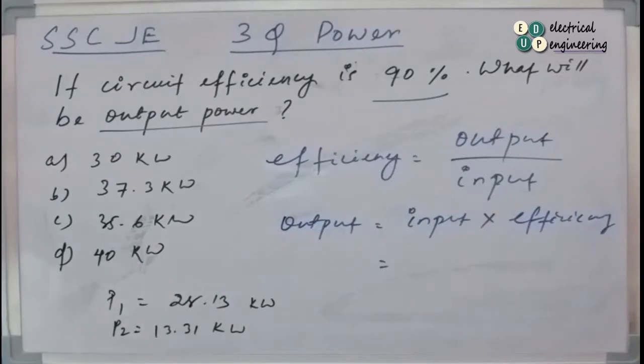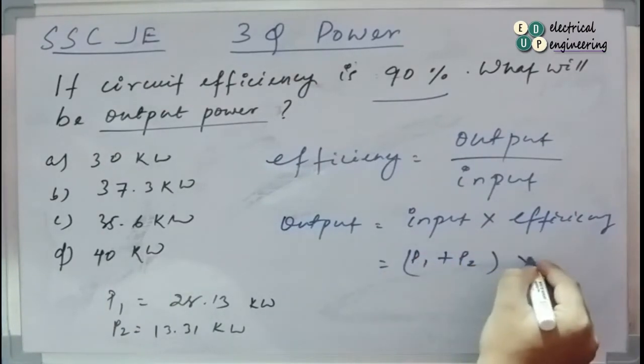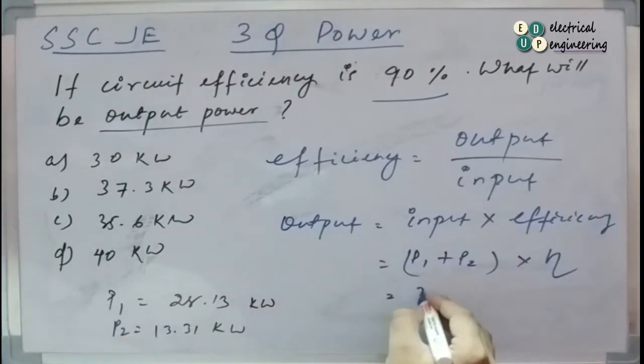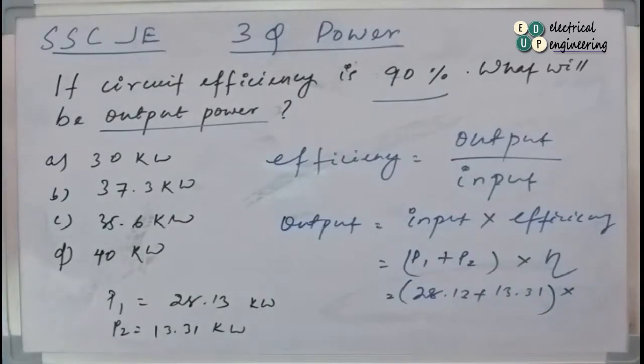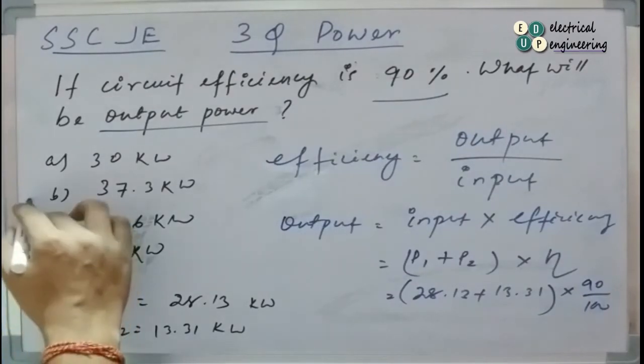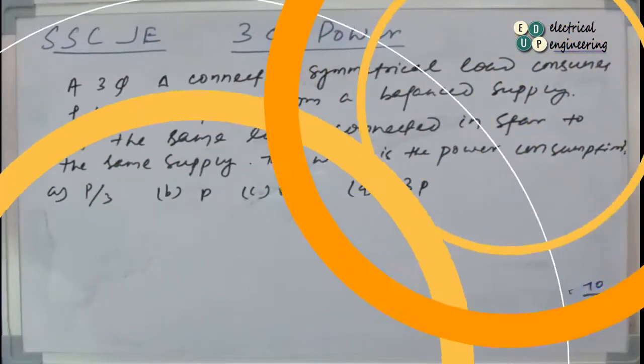So how much is the input? Input is the total reading of 2 wattmeters. So what will be the total reading? P1 plus P2 into efficiency. P1 plus P2, 28.13 plus 13.31, into efficiency is 90%. So you are going to multiply 90% here, that is 90 by 100. You will get the answer. Okay, so the answer will be 37.3 kilowatt. Just calculate this one, you will get 37.3 kilowatt. Okay, let us go to the next question.